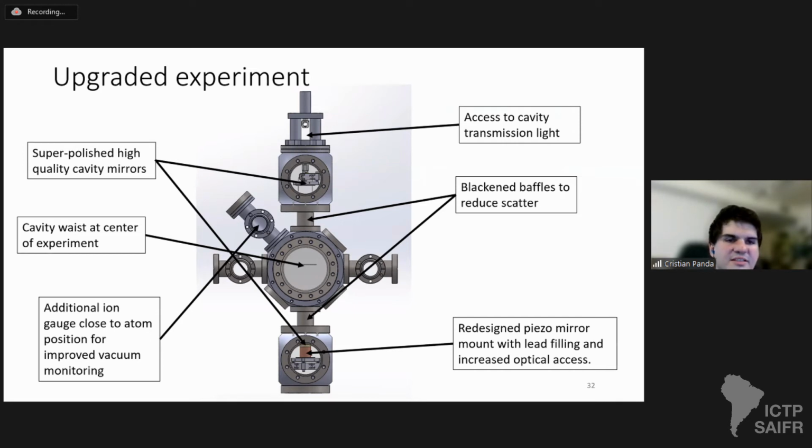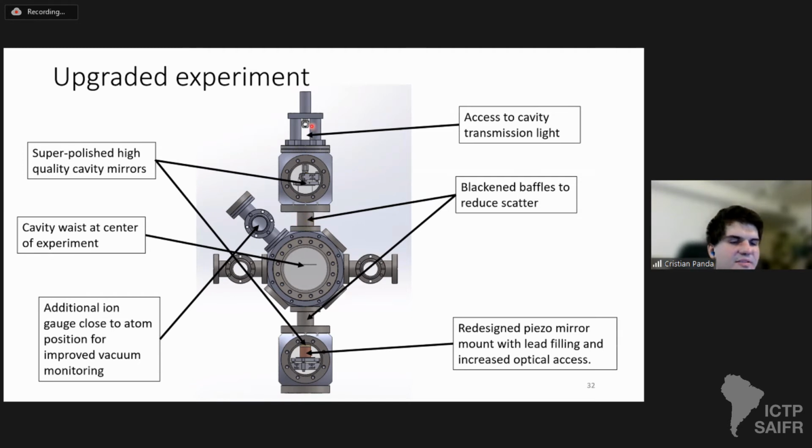We are in the process of installing and testing significant upgrades to this apparatus. The new experiment has high quality super polished mirrors. The cavity is symmetric, so the atoms are held near the cavity waist. The mirror mounts we have already designed, and they have increased stability and reduced vibration. We have blackened baffles, which can greatly reduce optical scatter.